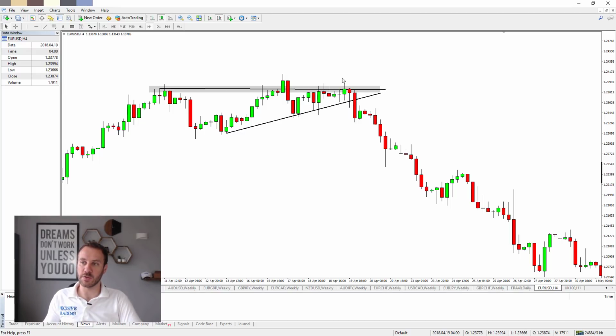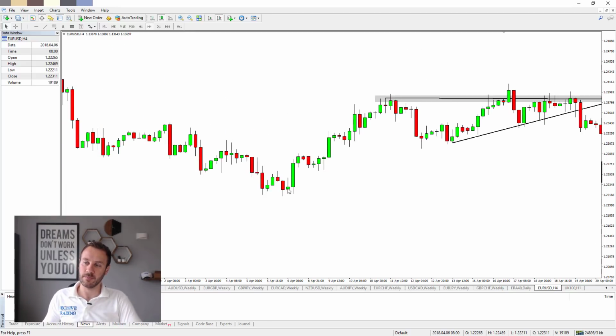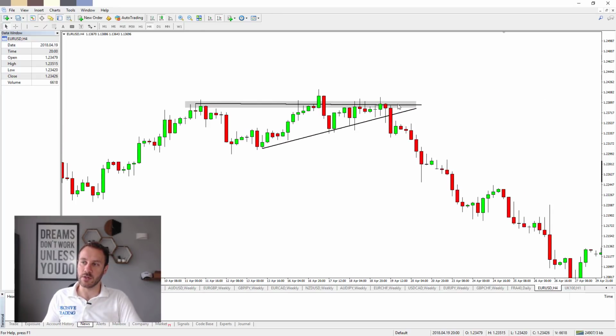False break, false breaks. Multiple times, people will be trying to buy into this, looking for a nice move up, test, test, test, and the breakout. We are using this as our clue. We're only looking for sells. Engulfing candle, breaks down. Very nice and easy to identify.